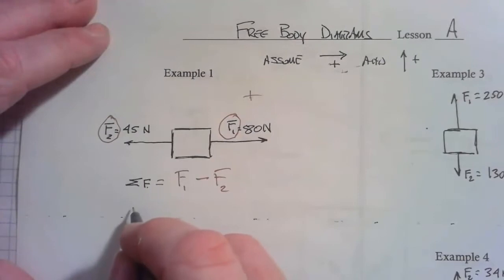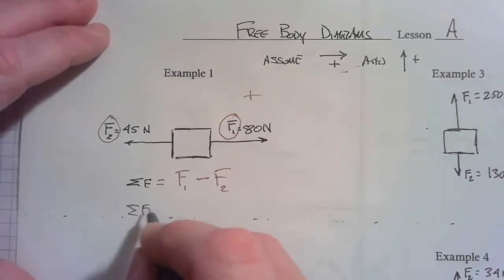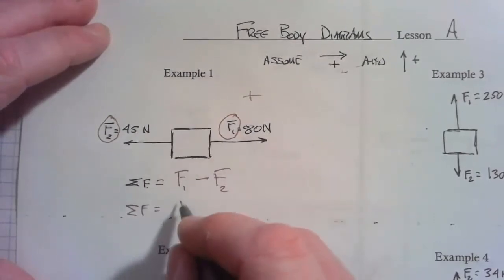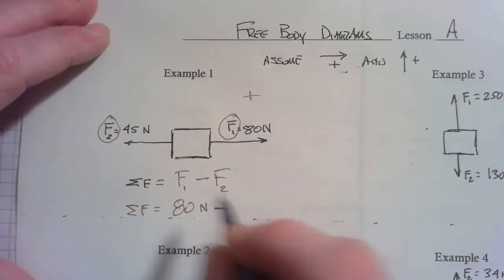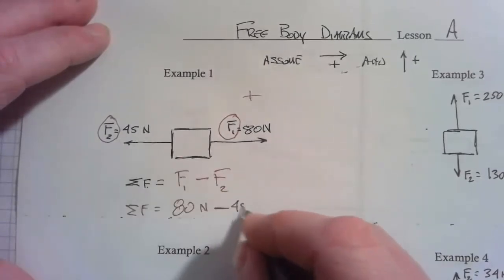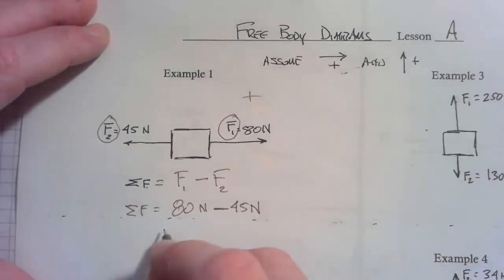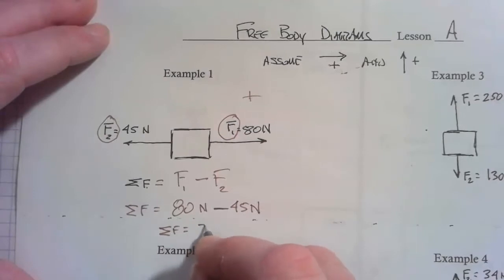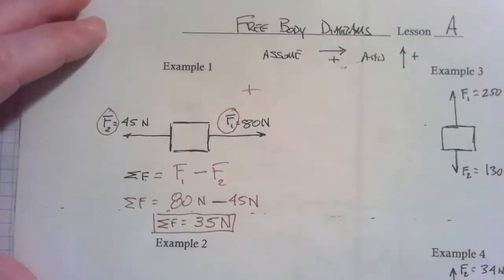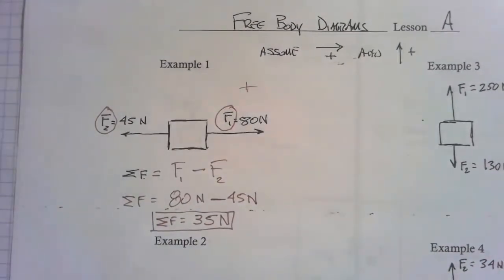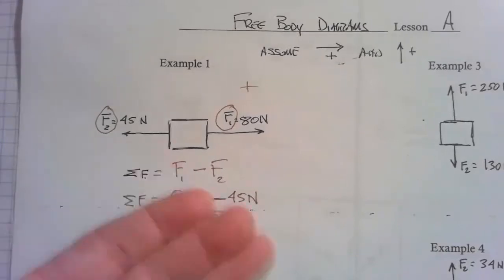Then I fill in the numbers. Net force is equal to F1, 80 newtons, minus 45 newtons. And the net force is therefore a whopping 35 newtons. And you're done, just like that. And that's all there is to that. That is all there is to it.